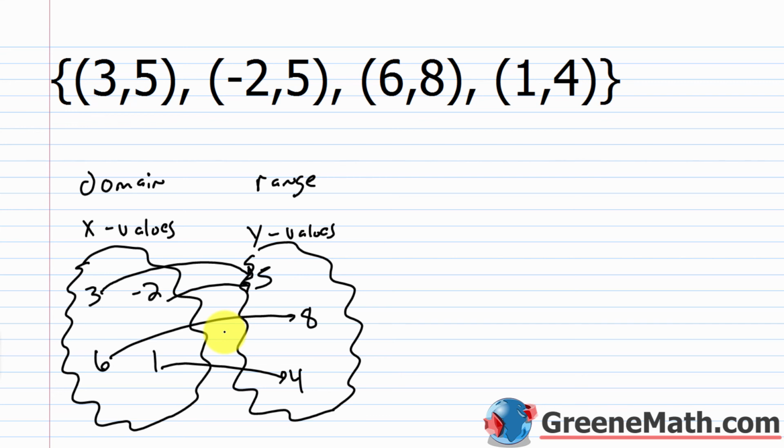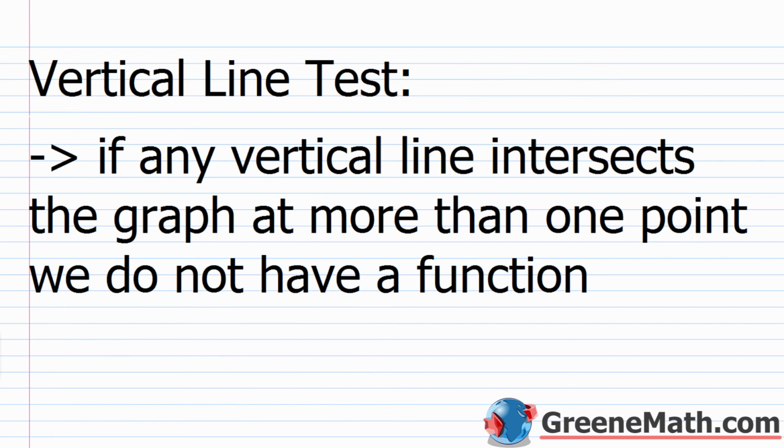Okay, so there's much more to the topic of functions, but in an Algebra 1 course, we're going to just wrap up our lesson and look at something else known as the vertical line test. And then we'll leave this topic until we get to Algebra 2, and then we'll get all into the land of functions. So the vertical line test. If any vertical line intersects the graph at more than one point, we do not have a function. So let's look at a graph and see why that's the case.